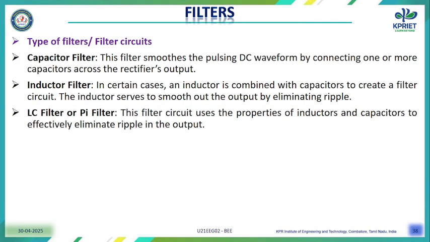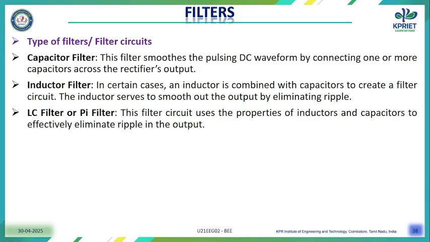Types of filters. These filters are classified into three categories: capacitor filter, inductor filter, and LC filter or pi filter. Capacitor filter: this filter smooths the pulsating DC waveform by connecting one or more capacitors across the rectifier output. As we discussed in the previous half-wave rectifier circuit, the load is connected across the capacitor, so the capacitor removes the ripple content present in the output voltage.